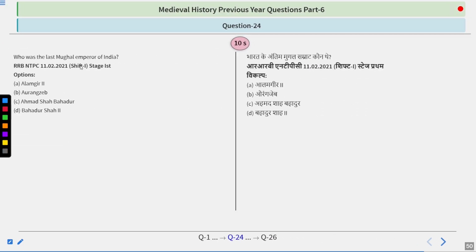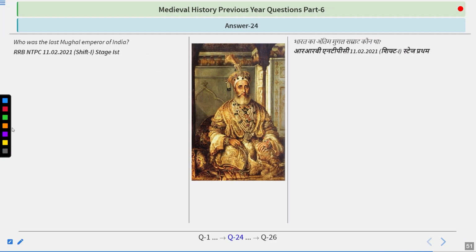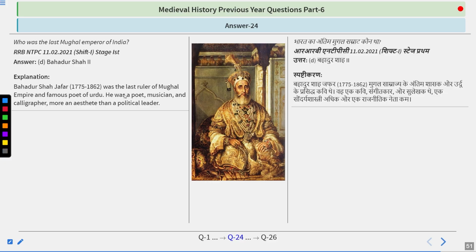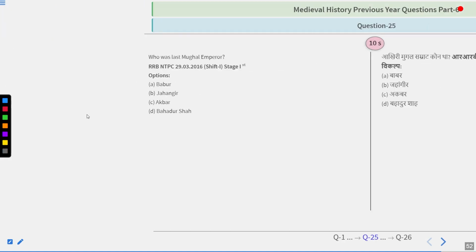Who was the last Mughal emperor of India? Options are Alamgir II, Aurangzeb, Bahadur Shah II, or Ahmad Shah Bahadur. So take your time. I guess I don't require any particular time, and you don't require it either. The answer is Bahadur Shah II. Bahadur Shah Zafar was the last ruler of the Mughal Empire and a famous poet of Urdu. He was a poet, musician, and calligrapher, more an aesthete than a political leader. So remember his name. His name was Bahadur Shah Zafar.